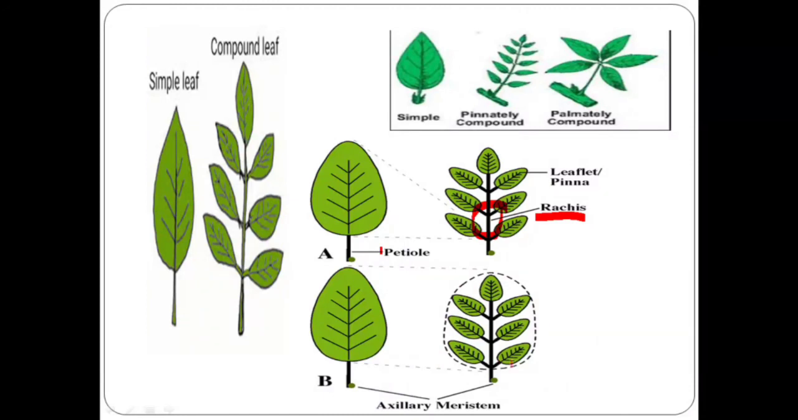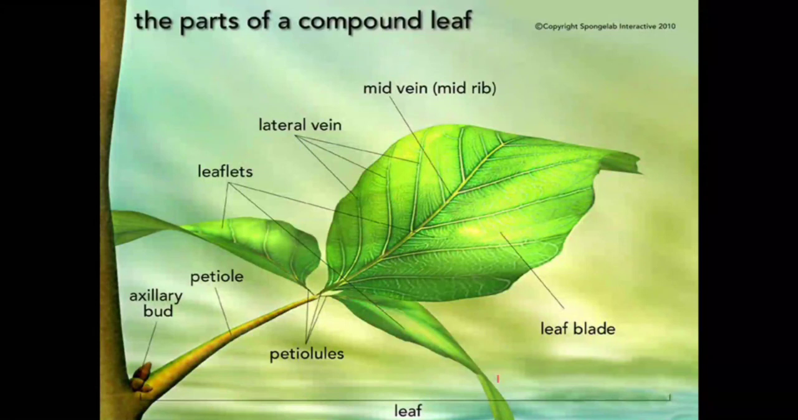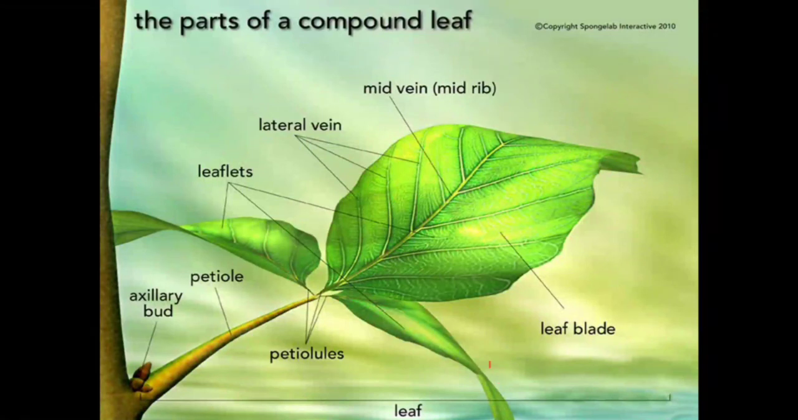And next, here the simple leaf and compound leaves are there, and at the base of these some tissue develops, that is called meristematic tissue or meristematic cells, in the axil of that leaf base. We can say axillary meristem. They develop into a bud, or you can say the axillary part. The parts of the compound leaf are shown in the diagram. You can see the axillary bud in the axil of the leaves.